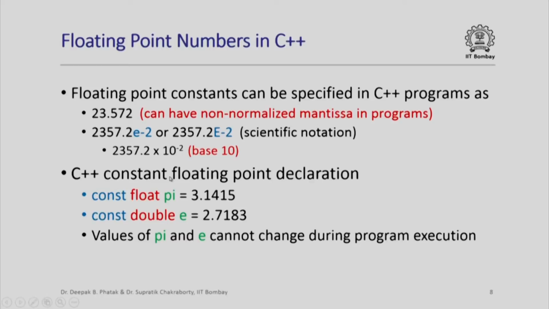Constant floating points can also be declared in a C++ program using the const qualifier, which we have already seen earlier. So for example, if I say const float pi equals 3.1415, it means that pi has a floating point value which is not going to change during program execution, and this is the value. Recall we used such constants when calculating the surface area of a tank in an earlier lecture, or I could say const double E is 2.7183.